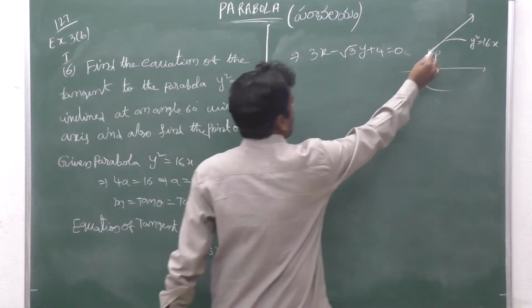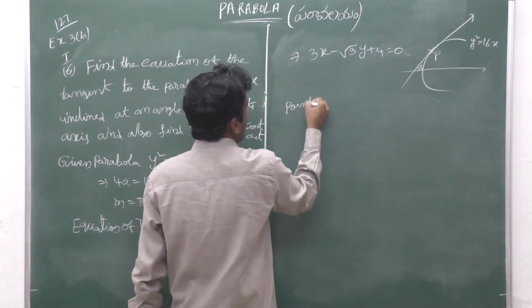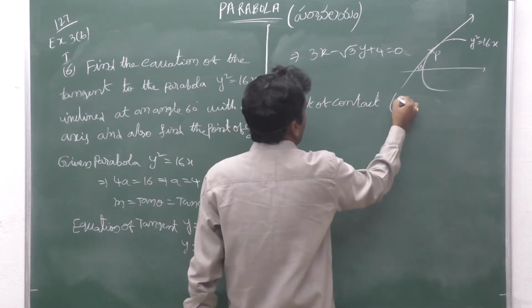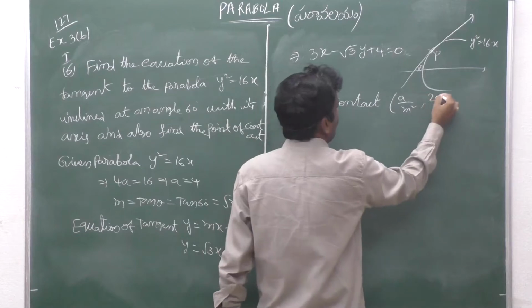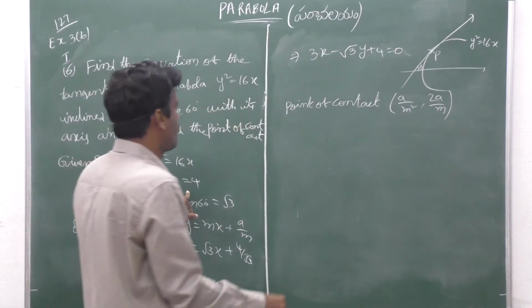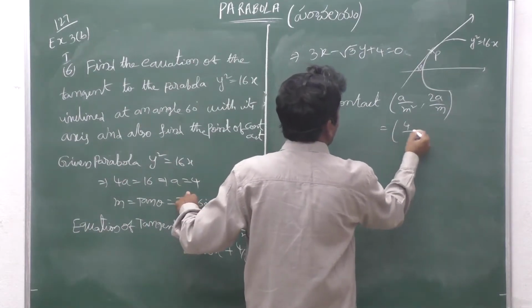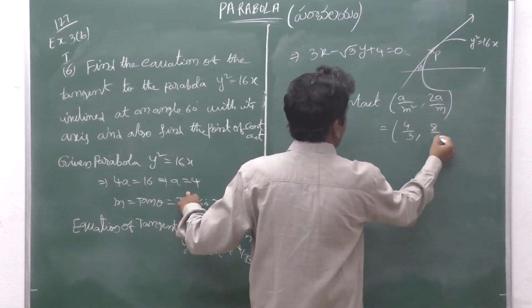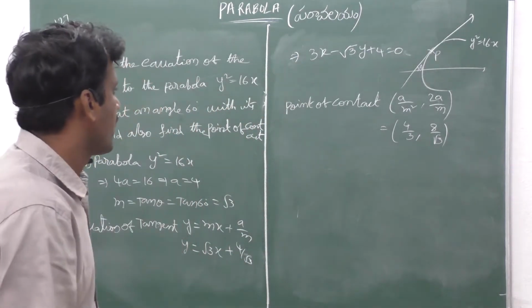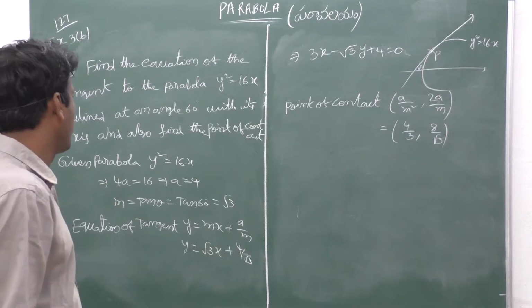Next, the point of contact is (a/m², 2a/m). Here a = 4, so 4/m² = 4/3, and 2a/m = 8/√3. That is the point P, (a/m², 2a/m).